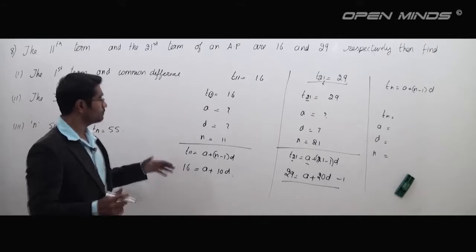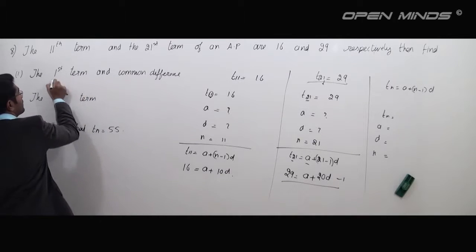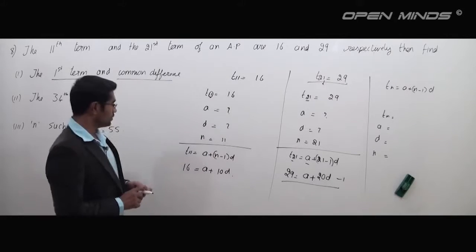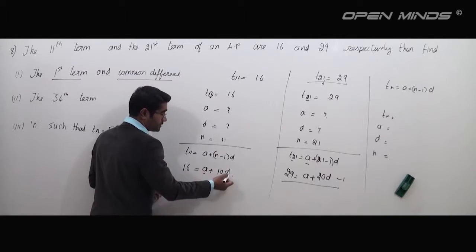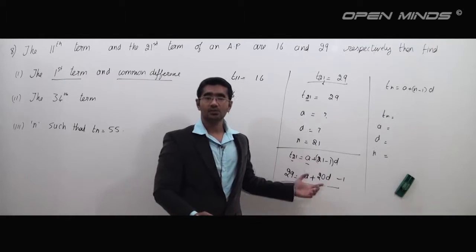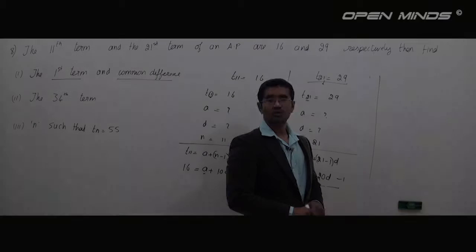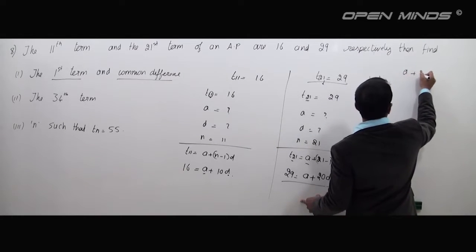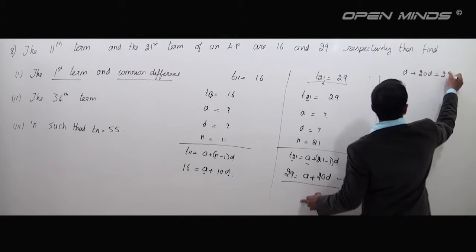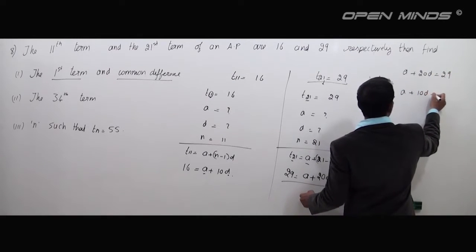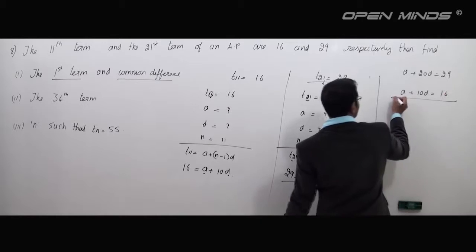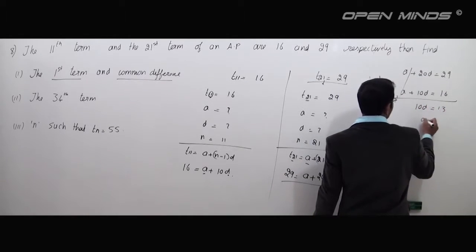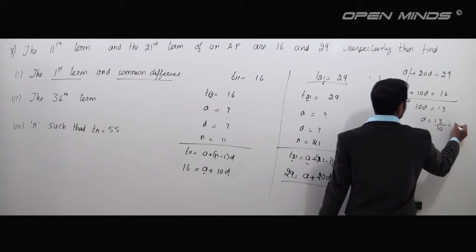Now, with the help of these two, I am looking for the first term and the common difference. Why do you think like that? Just because there are two equations with the variables A and D, and these are two simultaneous equations. Simple as that. So let's solve them. Let me write A plus 20D is 29, and A plus 10D is 16. Subtract these and look for D. In this case I get 10D is 13, and D is 13 over 10, which is 1.3.